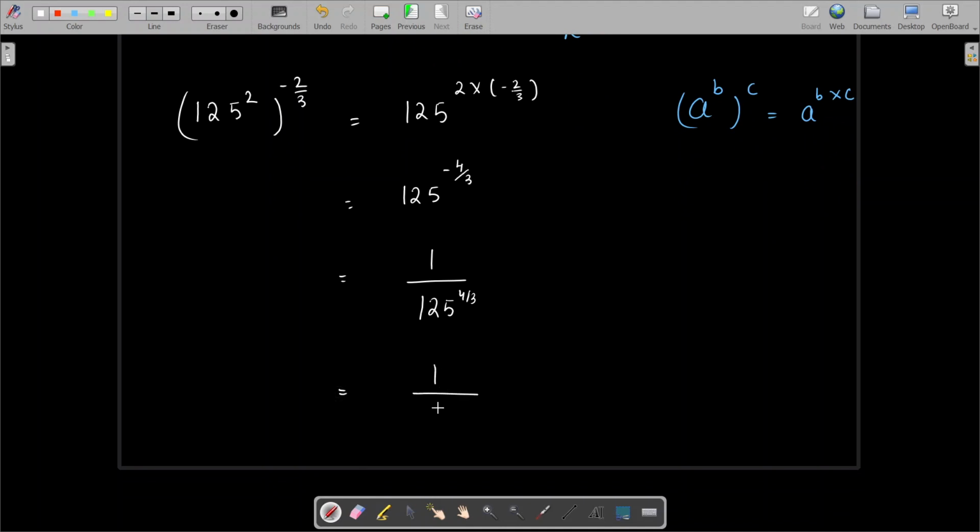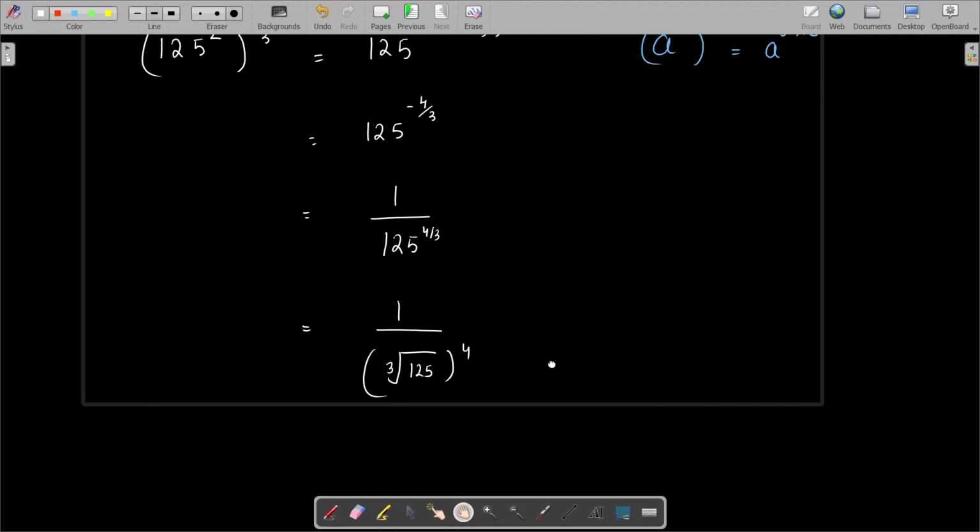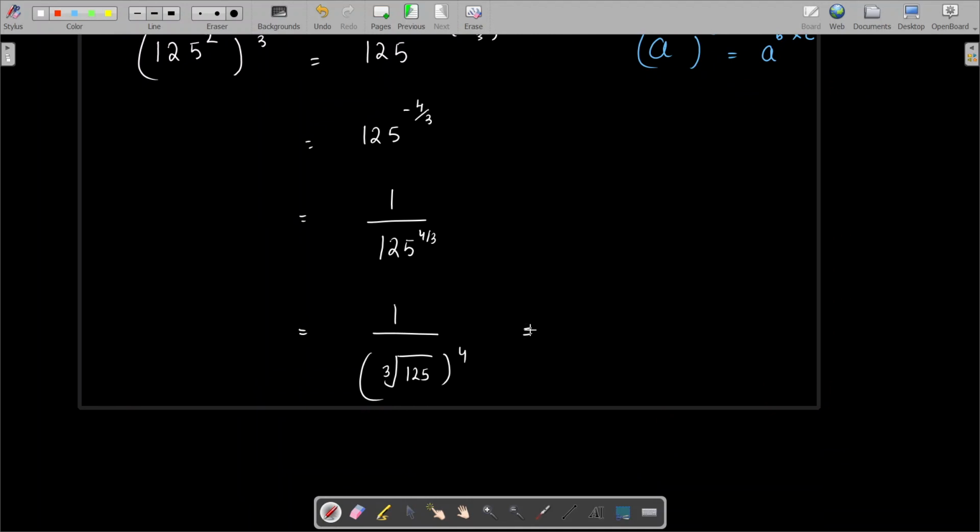So this is the third root of 125, everything raised to exponent 4. Now we know that 5 times 5 times 5 gives us 125. So the third root of 125 is 5. This raised to 4. 5 raised to 4 is 625.